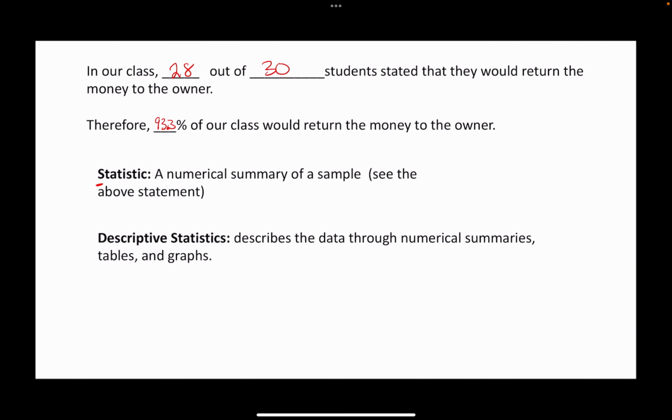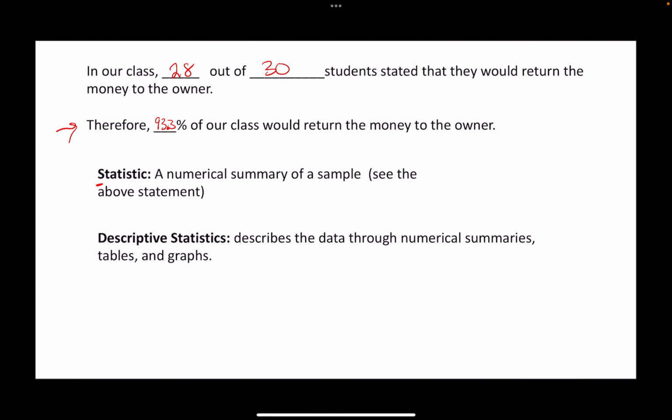Descriptive statistics. If I took this data and put it in a numerical summary, like above, or put it in a table, or put it in a graph, I am describing that data through pictures. So descriptive statistics is describing that data through a numerical summary or a table or graph or in some organized fashion. This part right here saying 93.3% of our class will return the money is being descriptive about it. That's a way of displaying it. If I put it in a nice pretty graph of some sort, those are descriptive statistics.